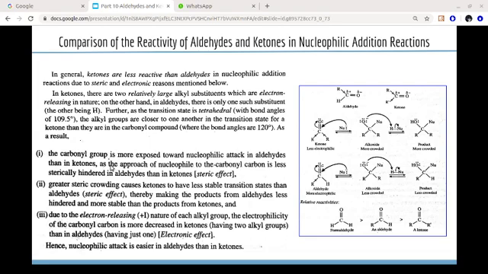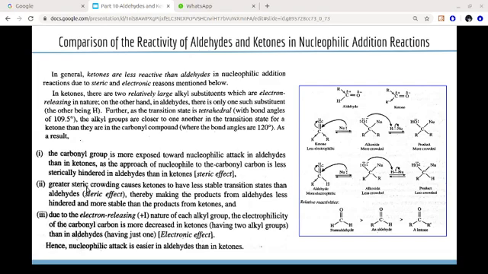So the carbonyl group is more exposed towards nucleophilic attack in aldehydes than in ketones. Yes, the approach of a nucleophile to the carbonyl carbon is less sterically hindered in aldehydes than in ketones. In the case of ketones, due to the two large alkyl groups, the approach of the nucleophile is more hindered than in the case of aldehyde. There is only one alkyl group, so the nucleophile can attack very easily to the carbonyl carbon.